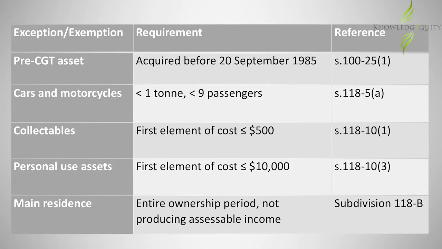There are specific exceptions or exemptions that can apply in certain circumstances. The primary exception is where the CGT asset was acquired before 20 September 1985, referred to as a pre-CGT asset.